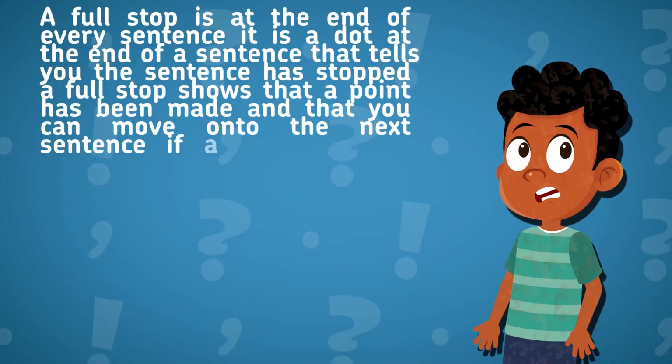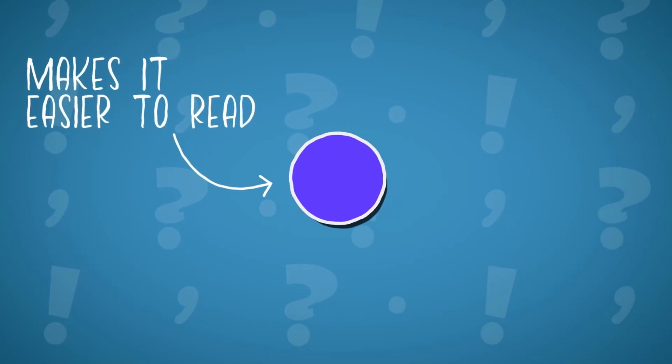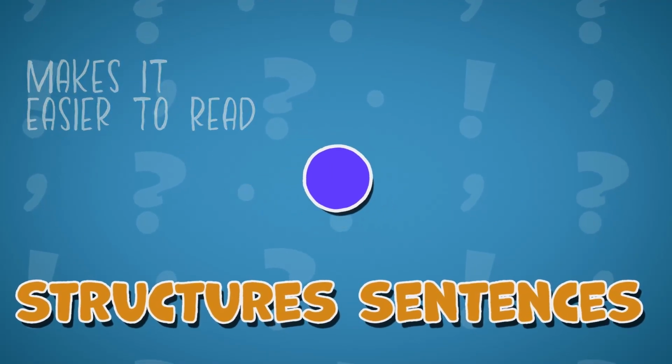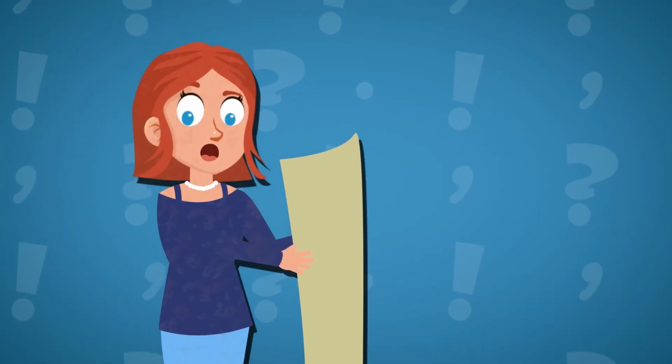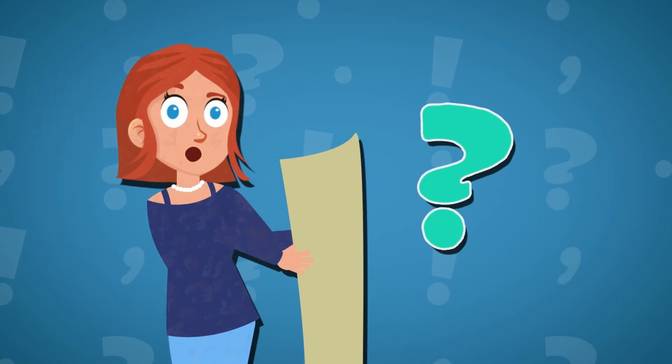If a piece of text didn't have any full stops, we would continue reading it as one sentence and would not pause. Full stops make it much easier to read, as it structures sentences. Without full stops, it would be hard to tell when one sentence ends and another sentence begins.